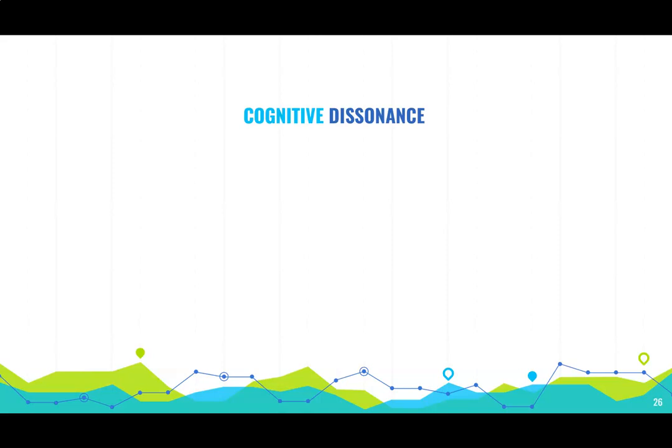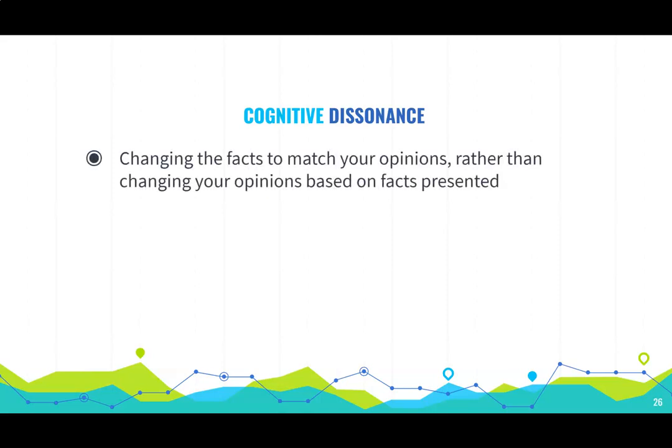And the last barrier is cognitive dissonance. This is another big one that comes up a lot in our reading and in our world. Cognitive dissonance can be best explained as changing the facts to match your opinions, rather than changing your opinions based on facts presented. So a lot of us have the idea that if we believe a certain thing and we come across somebody who believes the opposite as us, if we present them with enough solid evidence, we will be able to persuade them and change their minds.